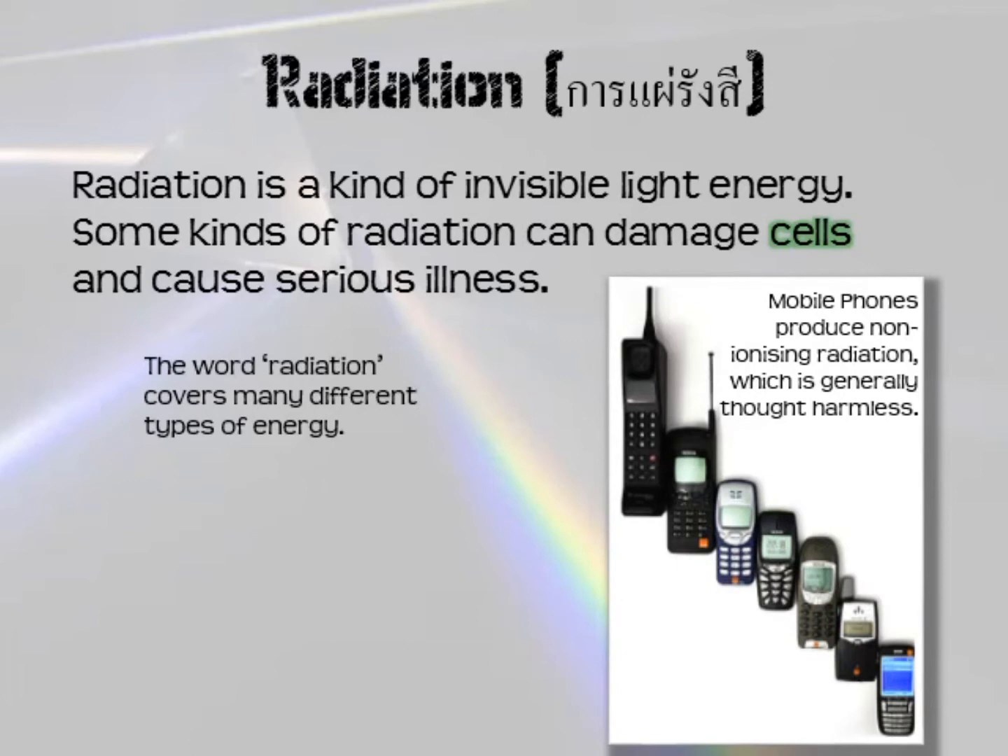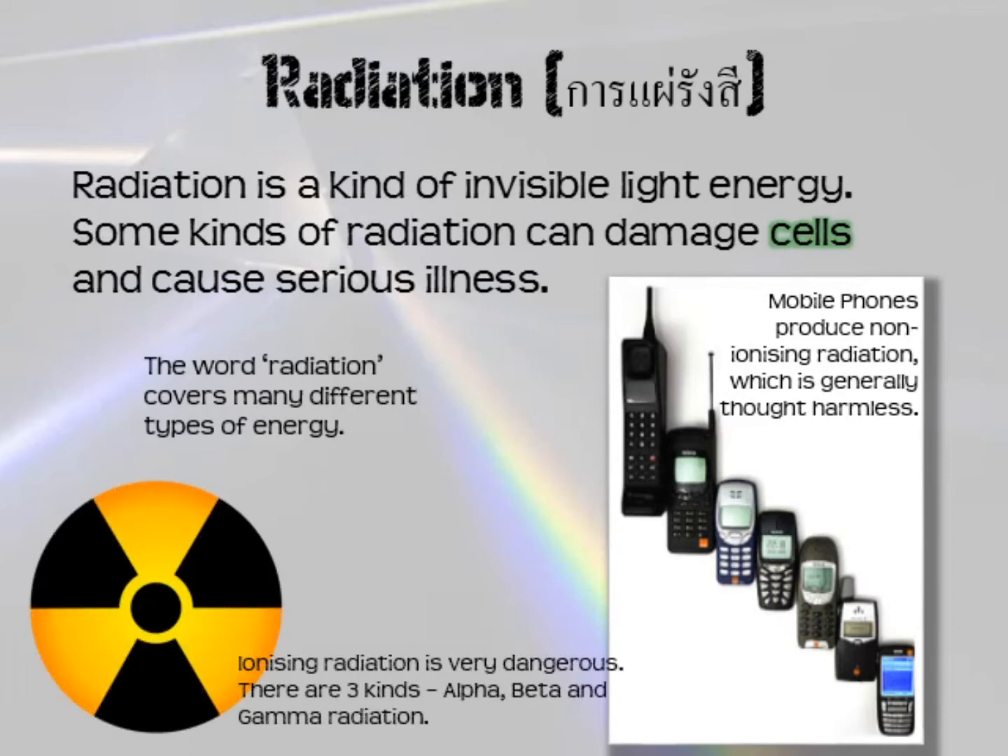So mobile phones produce non-ionizing radiation, so radiation which does not make ions. And non-ionizing radiation is generally thought harmless. Most people agree that non-ionizing radiation is not dangerous. But then you have ionizing radiation, which everyone agrees is very dangerous. And there are 3 kinds of ionizing radiation: alpha, beta, and gamma radiation. And we're not going to talk about those here.